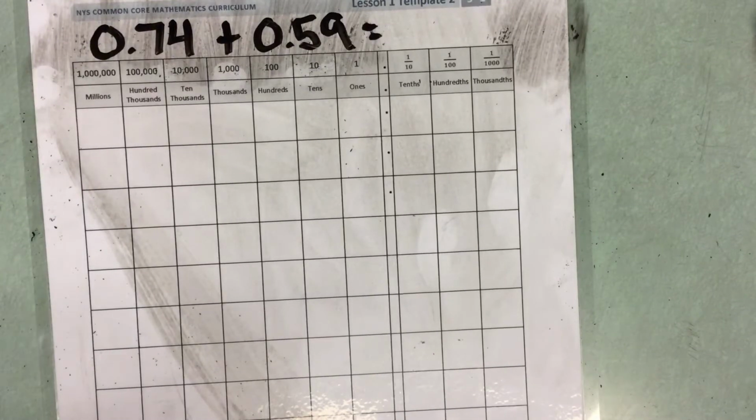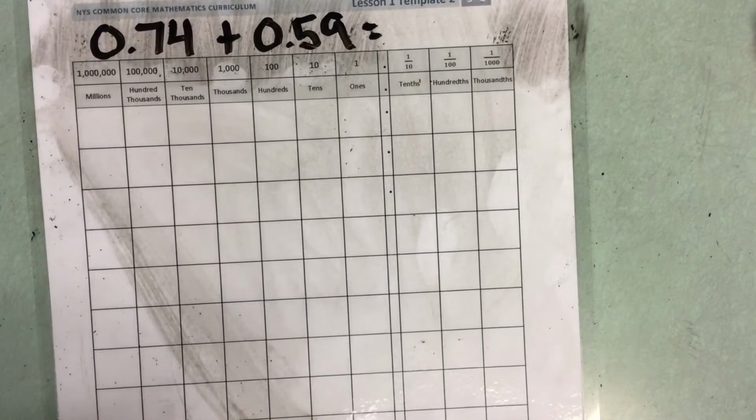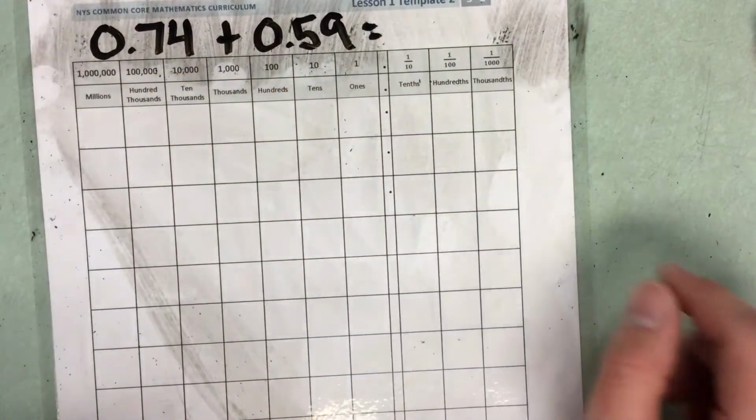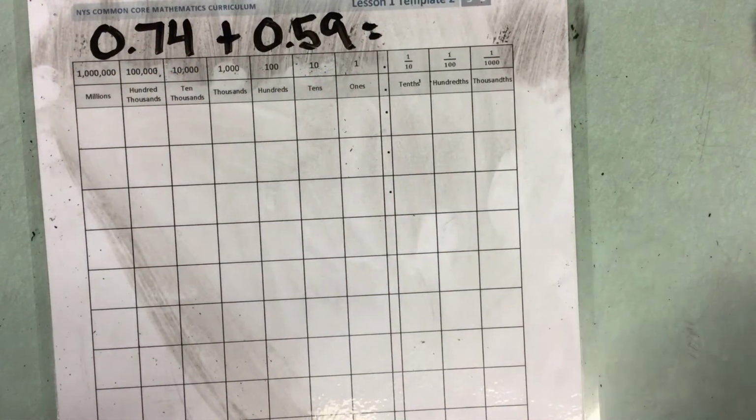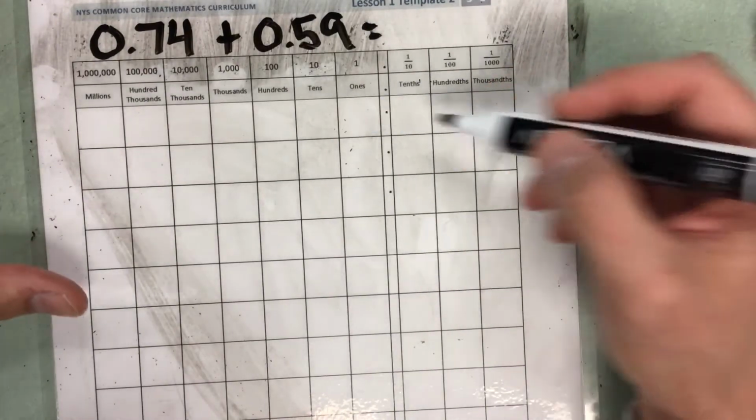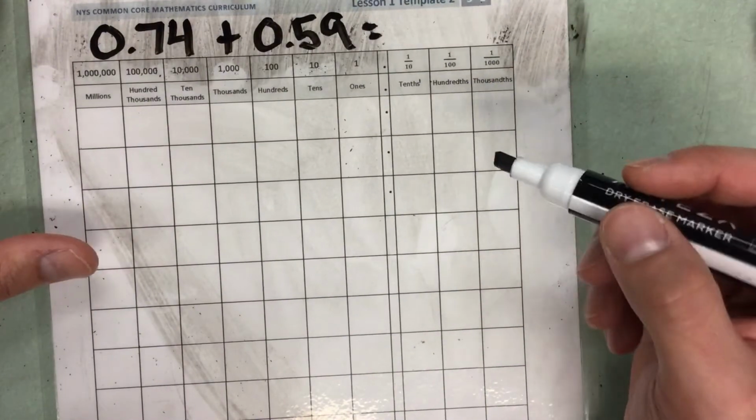What do you notice about this problem compared to the other problems we've worked out today? To begin, these numbers are in standard form. So we're going to place both numbers into the place value chart using place value discs.